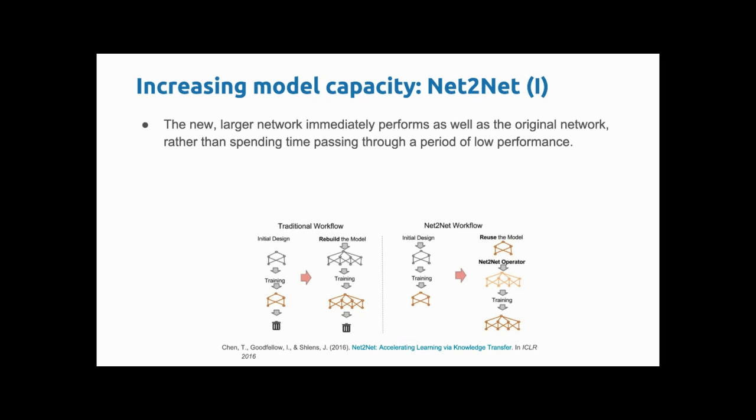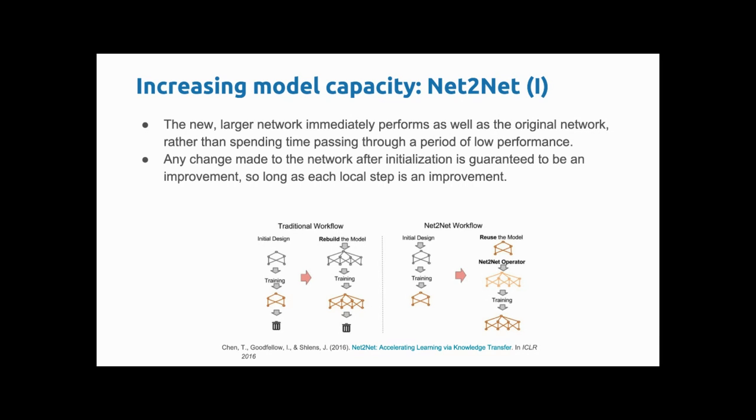And so I think this figure is very illustrative. On the left side is the traditional workflow, where you have a smaller data set and a smaller network. You go through this training, and every time you change your model capacity, you just rebuild the model, basically training from scratch again. The Net2Net workflow allows you to reuse the previous model, which is a smaller network, this little yellow block, and use it to expand and widen your network in a way that doesn't sacrifice the performance. Here it gets into some of the details, but their method essentially allows you to initialize the network with bigger capacity, but guarantees an improvement, as long as each local step is an improvement.